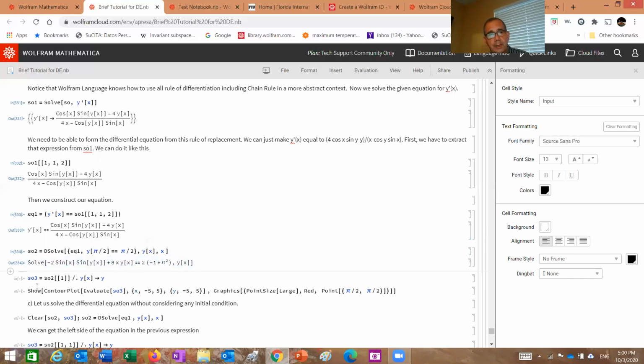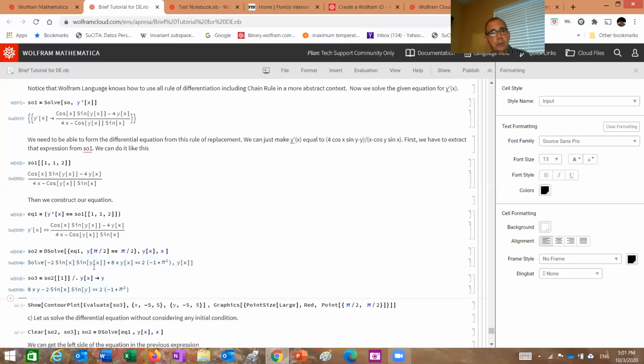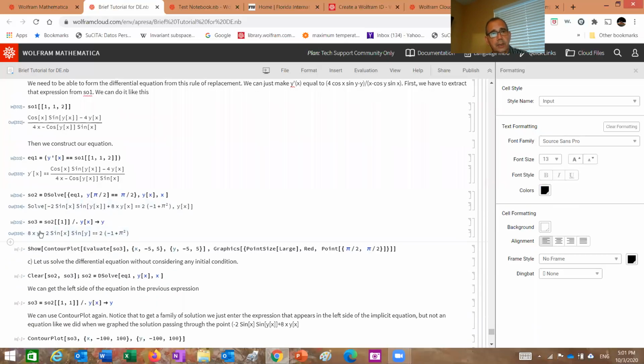And then we are going to do the following. We are going to define S03 as S[[2]][[1]] to get only this equation. And in that equation, we're going to replace the y of x by y, because otherwise we cannot graph it using ContourPlot. And then we are going to obtain just the equation, but where we have replaced the y of x by y. And now we are going to graph using ContourPlot.